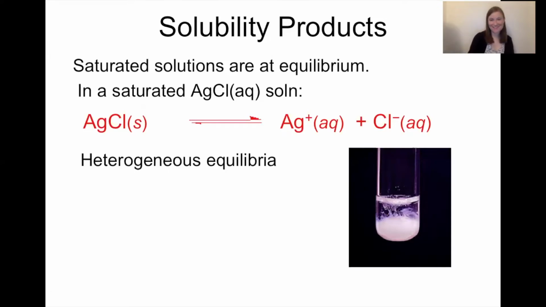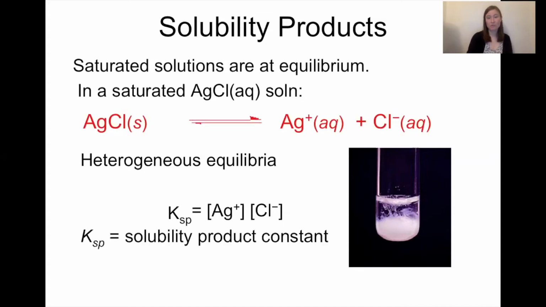Cool, so this is a heterogeneous equilibrium, meaning there's two different phases. And if you'll recall, solids do not affect the equilibrium constant, so we would write the equilibrium constant like this. It's just Ag+ concentration times Cl- concentration. And this is an equilibrium constant, but it's specifically referring to the dissolution of this compound, AgCl. And so we have another name for this. We also call it the solubility product or solubility product constant, which we abbreviate with Ksp because, you know, we need as many different possible Ks as we can possibly come up with.